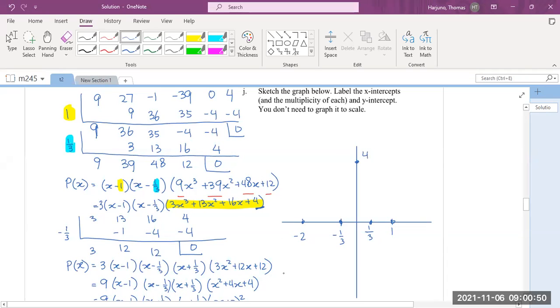Okay, we know it comes from far bottom left. -2 is a 0 with multiplicity of 2, so it bounces. -1/3 is a 0 with multiplicity of 1, so it will cross linearly. 4 is the y-intercept going down, and 1/3 is a 0 with multiplicity of 1, and 1 is a multiplicity of 1 also. Okay, that's what we need. That's what I want to see the behavior on.